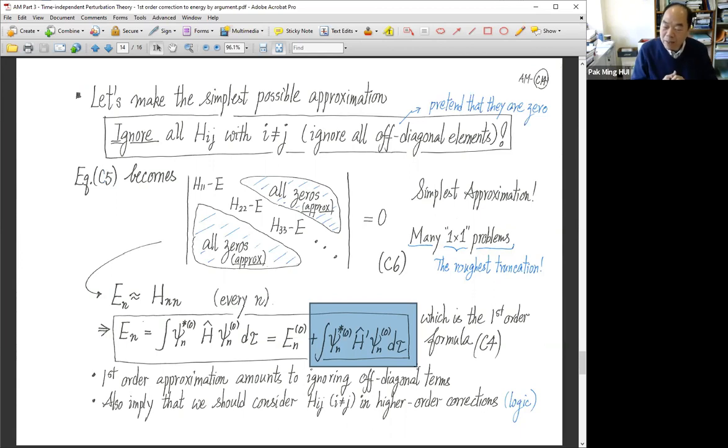And then I want to make connection with the exact infinite by infinite matrix. What is this first order amount to doing approximation to this big matrix? It turns out the approximation to this big matrix is to ignore everything that is off diagonal, focusing only on the diagonal elements. The diagonal elements means one by one matrices, many of them. You pick any one equals 0, that is our first order energy perturbation.